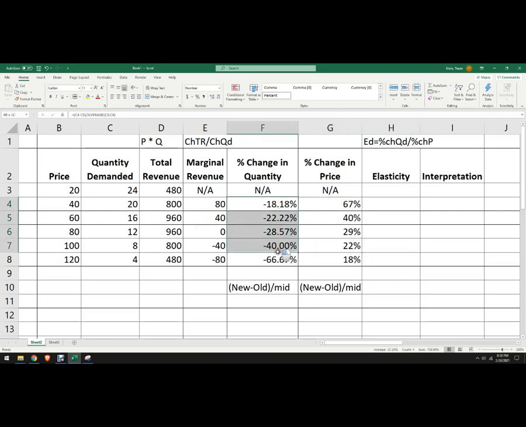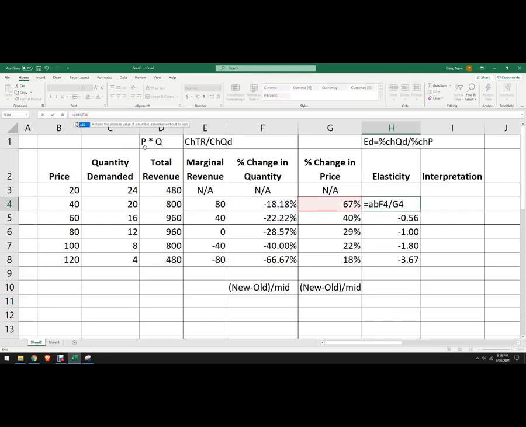Okay, so these are negative because as I raise the price, I get less quantity. And then these are positive because I'm increasing the price. So the elasticity formula is the percent change in quantity divided by the percent change in price. And I get 0.27. I'll just copy that all the way down. Now, all of these are negative. Often we report these as absolute numbers, which I'm going to do.